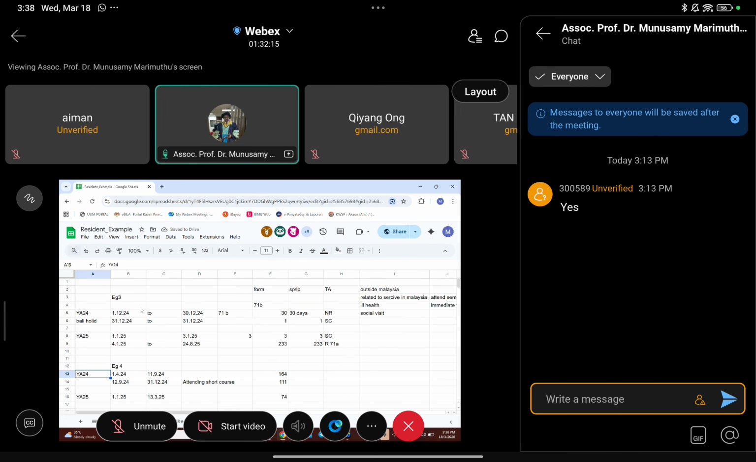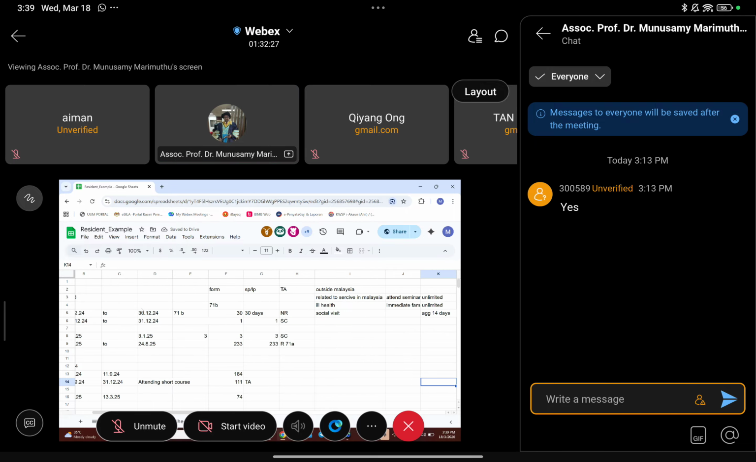Okay, so 1494, you already calculated. This is not a social visit. This is a temporary absence because of attending a short course. Attending a short course is unlimited. Only a social visit shouldn't exceed 14. The attendance seminar is unlimited. Okay, remember this temporary absence forms part of the calculation.